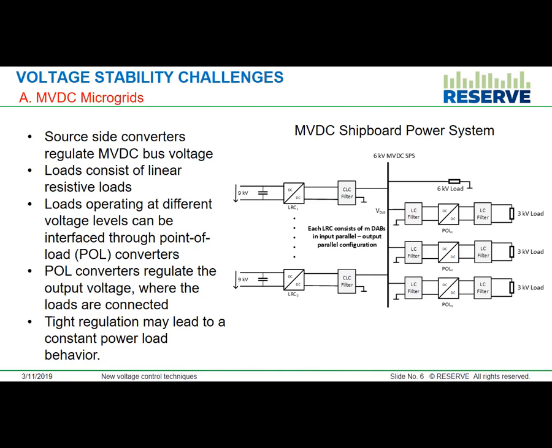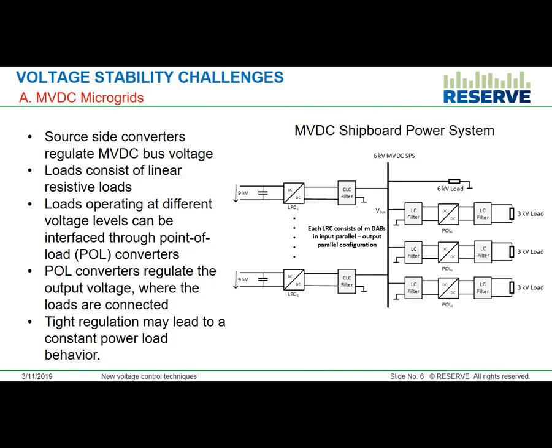Here is a typical power system in a naval application, in a ship, for example. You have a medium voltage bus to which the source side converters are feeding power, and there are some linear loads like a resistive load, or loads which are interfaced through converters again. The major problem with loads interfaced through converters is that they behave like a constant power load.